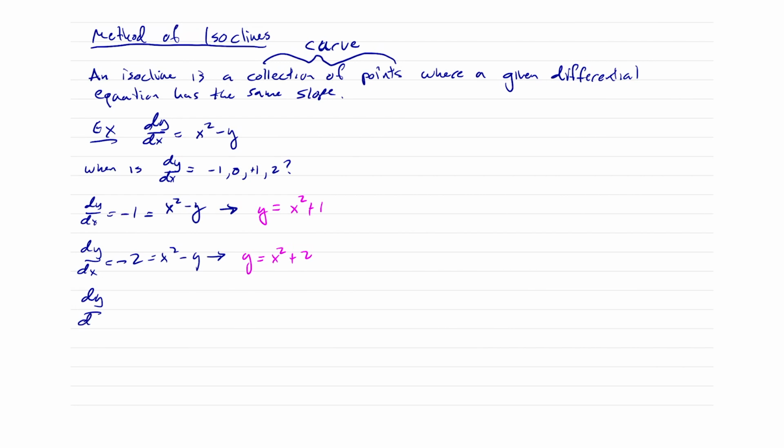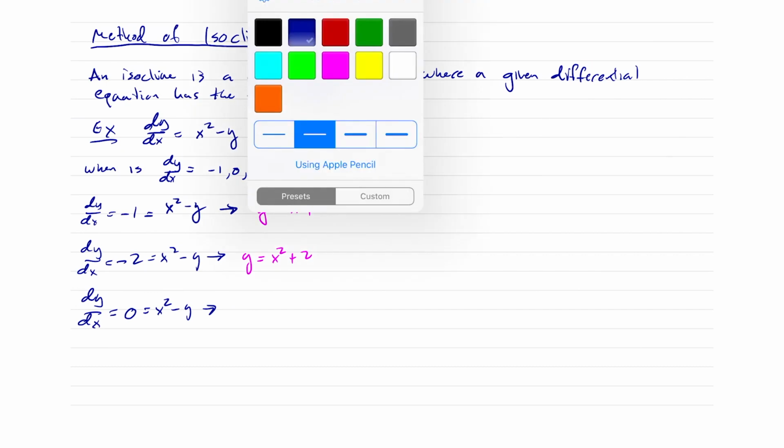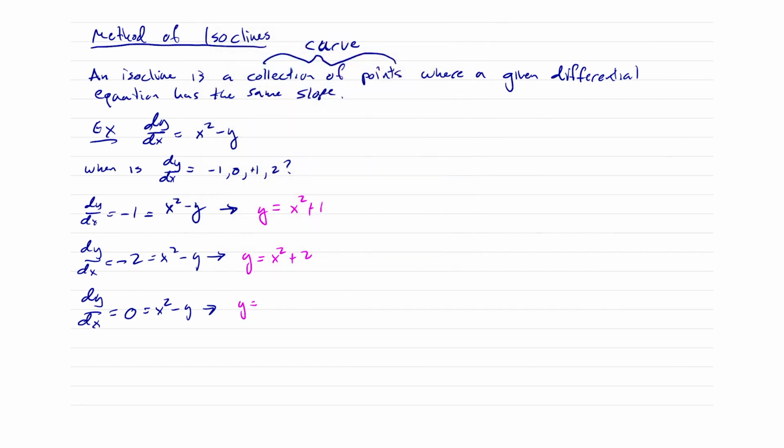All right, now let's take a look. dy/dx is equal to, say, 0. It's going to give me x squared minus y. And so that tells me that y is equal to x squared. Oh, keep my colors consistent. And say dy/dx is equal to 1. It's going to tell me x squared minus y. It should be, change color, y is equal to x squared minus 1.